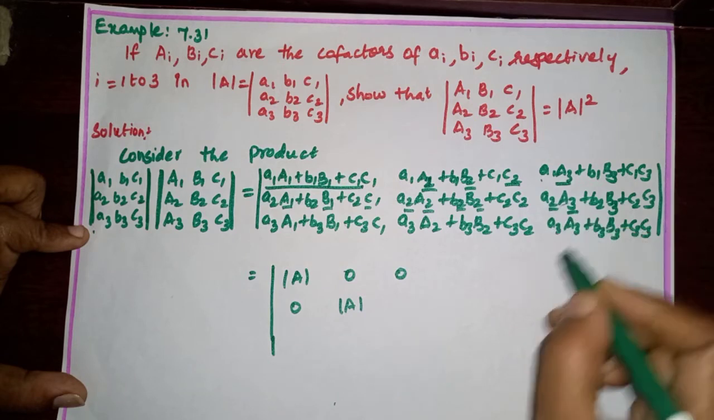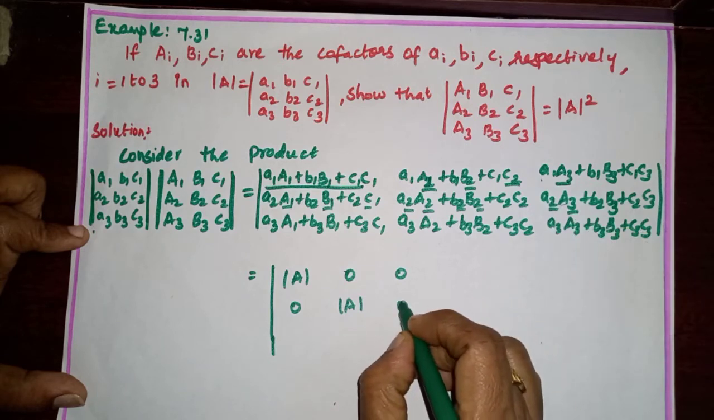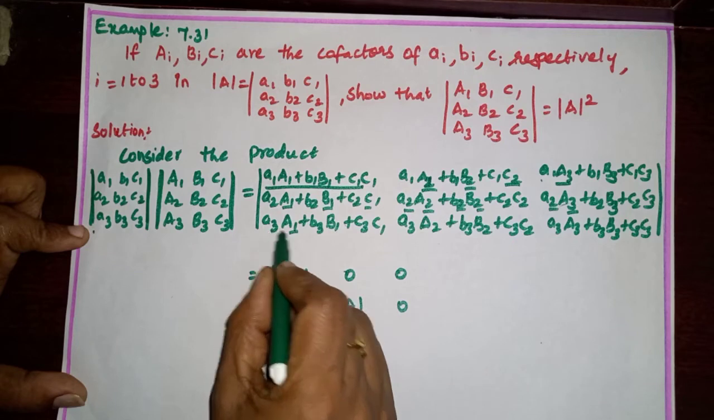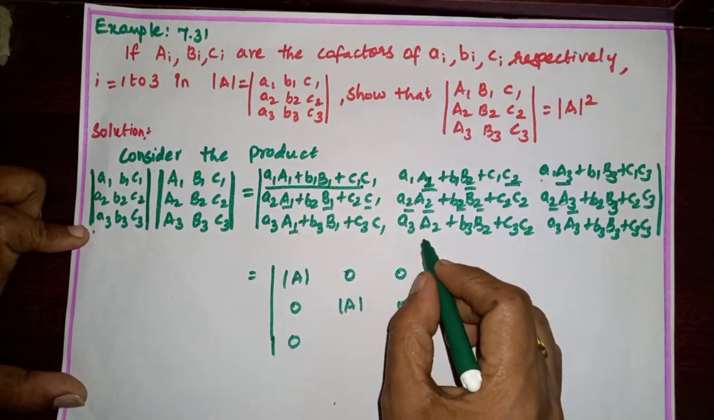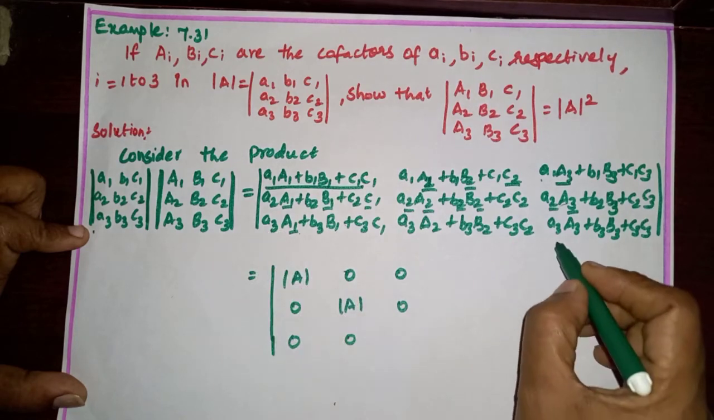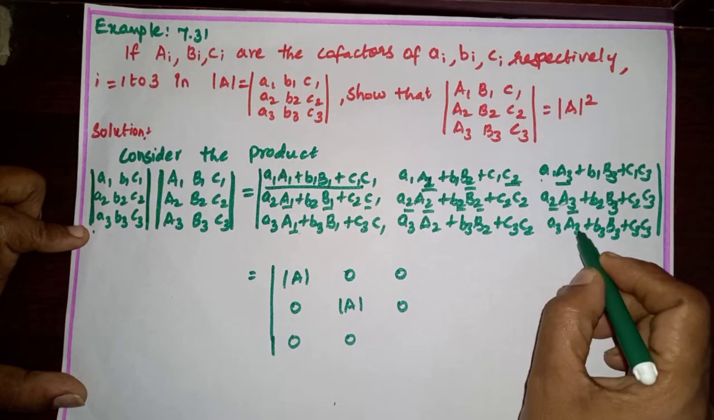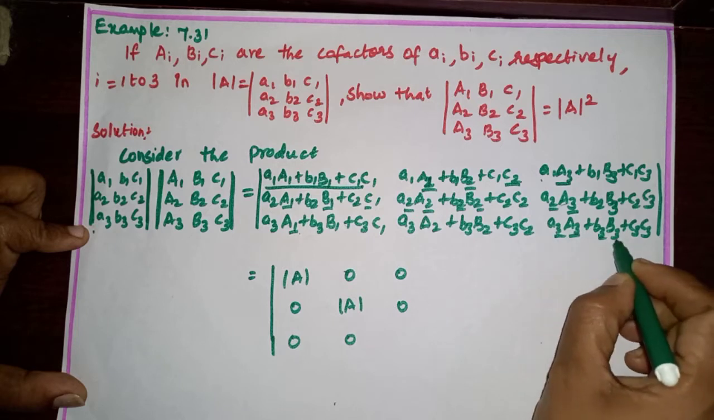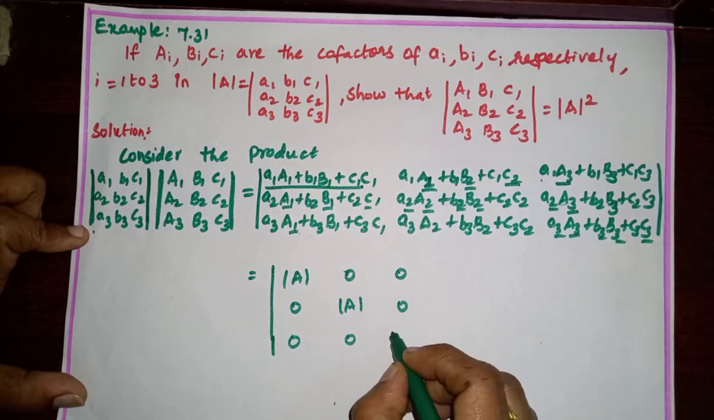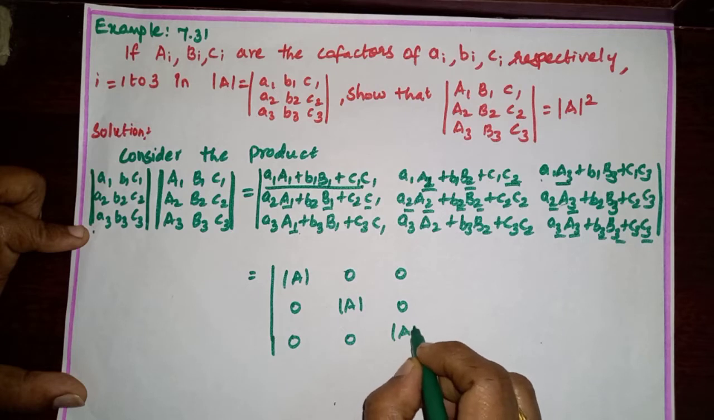Here also we have different cofactors, so it is 0. Here also we have different cofactors, 0. Here also different cofactors, 0. Now see here, we have the sum of the products of the elements of any row with the corresponding cofactor. The corresponding cofactor gives the value of the determinant, that is determinant of A.